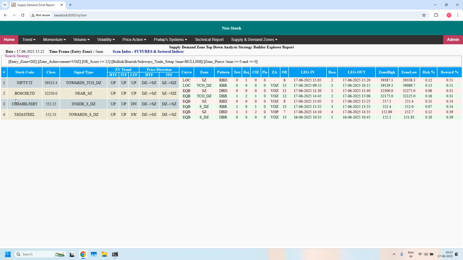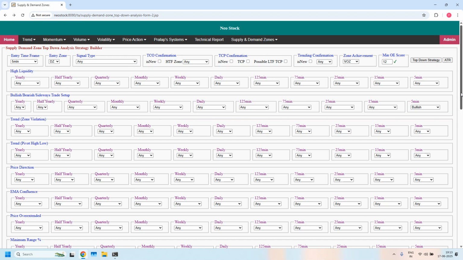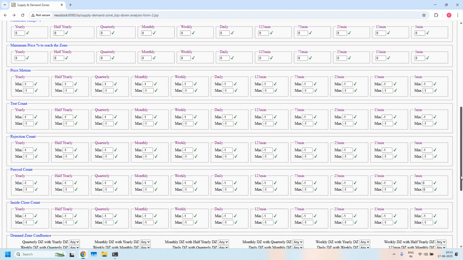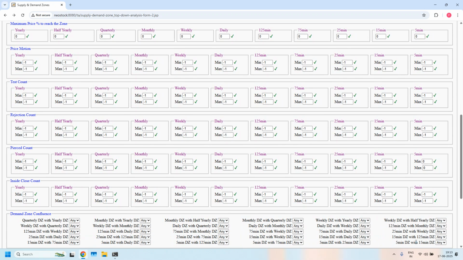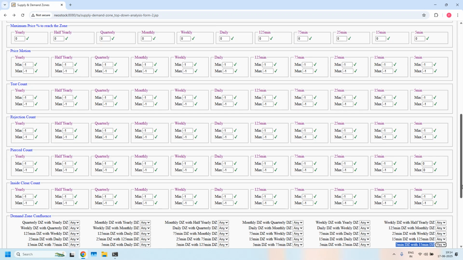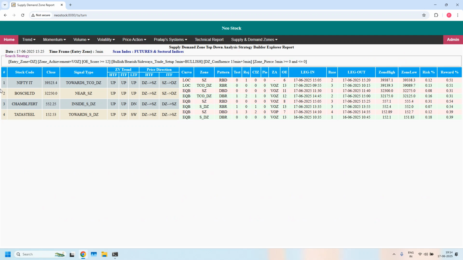Now let's verify the zone confluence. Based on zone confluence, we will filter on these 4 stocks. First one is 5 minutes and 15 minutes demand zone confluence supported stocks. I enabled the filter. We got all 4 are filtered. Let's verify, because 15 minutes trend is up.